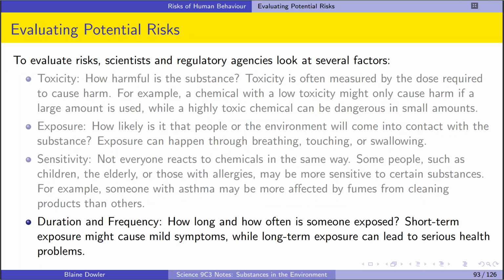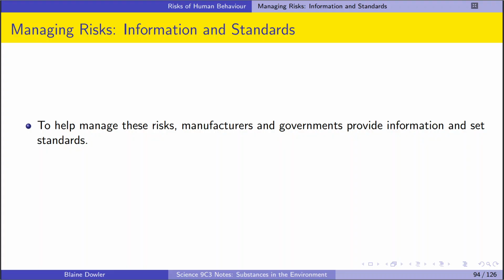Duration and frequency. How long and how often is someone exposed? Short-term exposure might cause mild symptoms, while long-term exposure can lead to serious health problems. Managing risks, information, and standards. To help manage these risks, manufacturers and governments provide information and set standards. Here are some ways this is done.